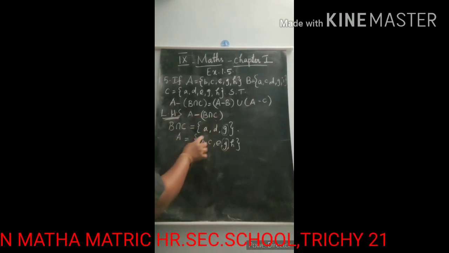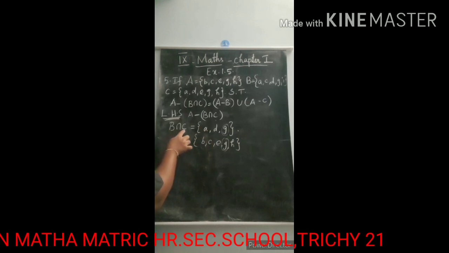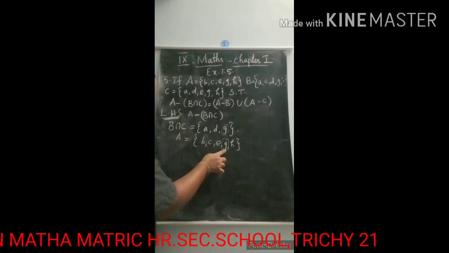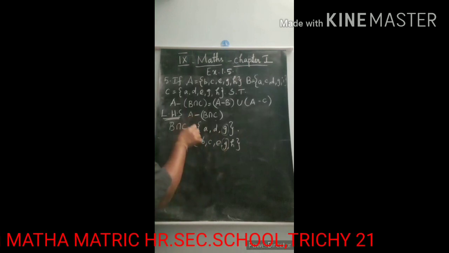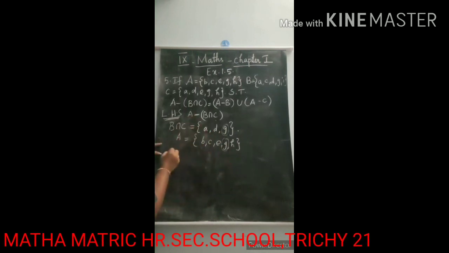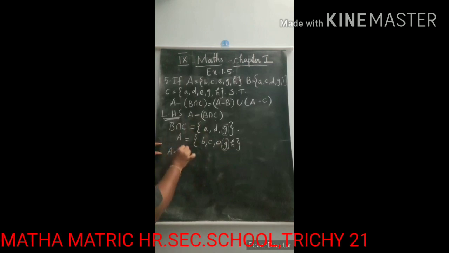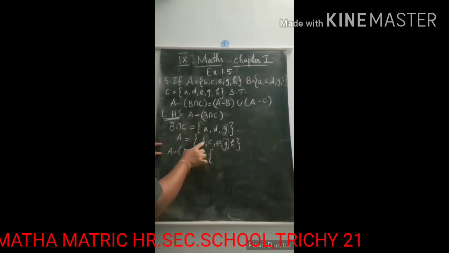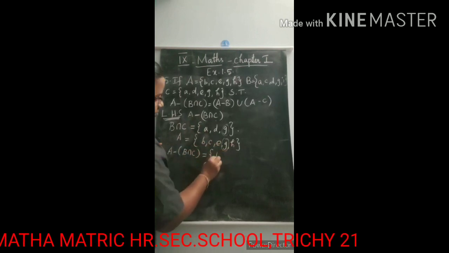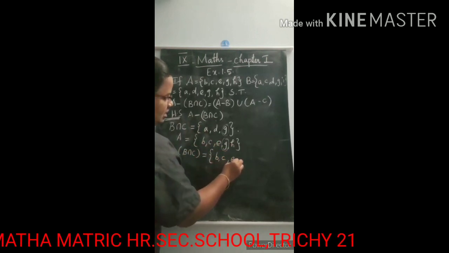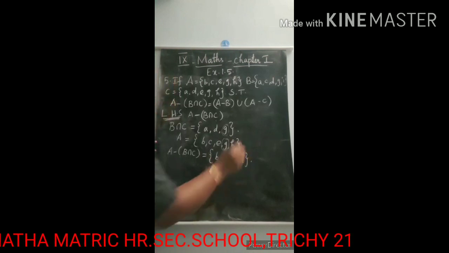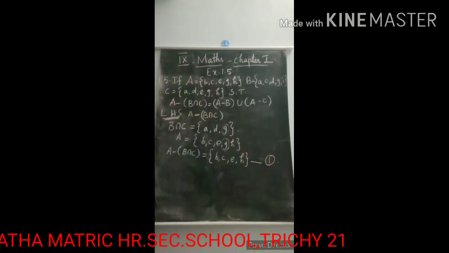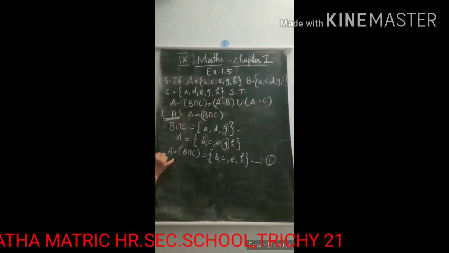In both we have A and B intersection C. We have to find the common element first. Except that common element, what are the remaining elements in A? That is A difference (B intersection C) is equal to {B, C, E, H}. Take it as 1. This is LHS. What is RHS?